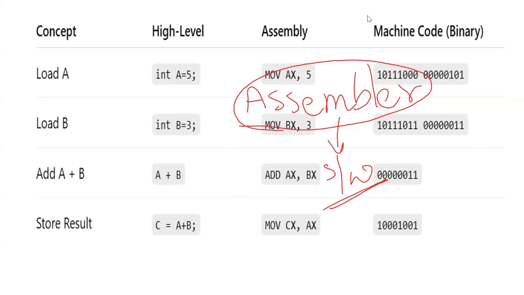So from the second generation computers onwards, the assembler came into the picture. In the first generation, you don't need an assembler, because whatever the computer understands, you're writing in that way. So there is no need for a translator.